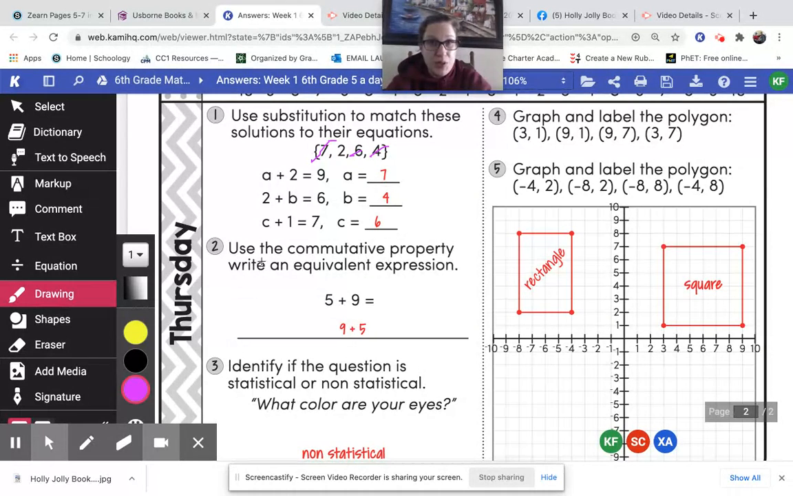Number 2, use the commutative property, write an equivalent expression. Expression means that it doesn't have an equal sign afterwards. And commutative, it's like when you commute. You go from home to the park.